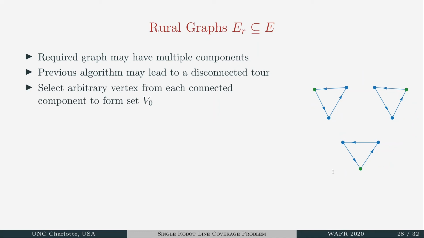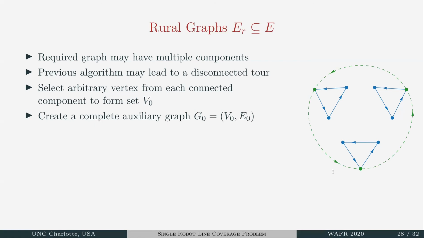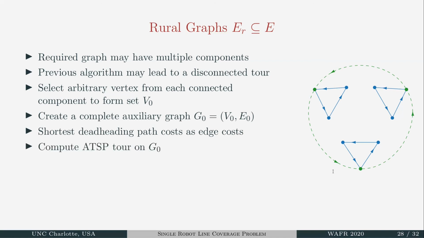In order to resolve this, we select an arbitrary vertex for each connected component to form a vertex set V0. Then we create a complete auxiliary graph by adding edges between each pair of vertices. We assign the edge cost equal to the shortest deadheading path costs. Then we compute an asymmetric traveling salesperson tool on the graph G0.